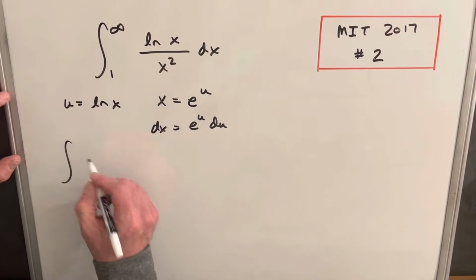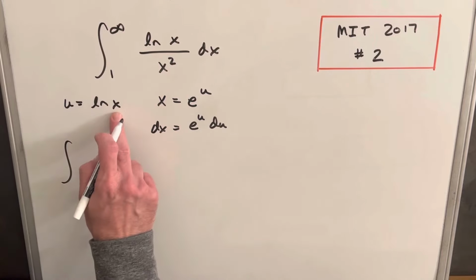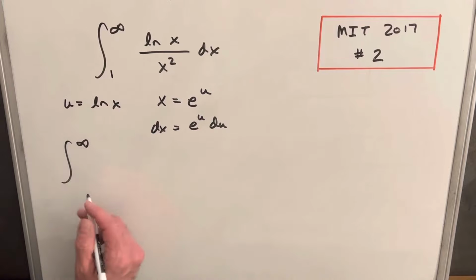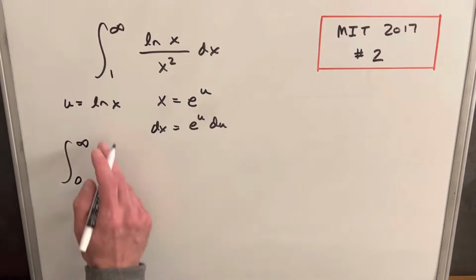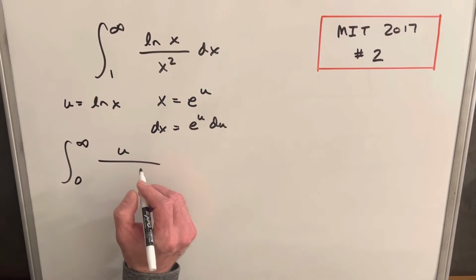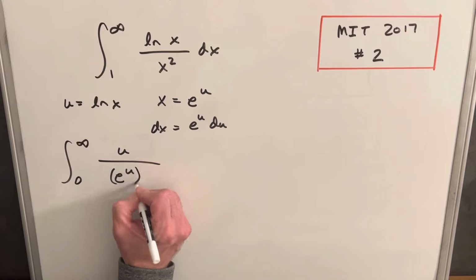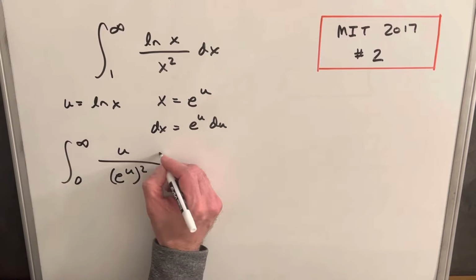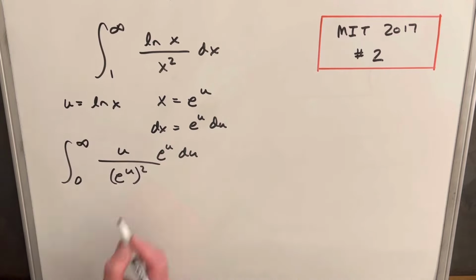Then making that substitution, we want to update our limits of integration. If we plug infinity into ln x, that's still going to be infinity. ln of infinity is infinity. ln of 1, though, is going to be 0. Then our ln x is going to be u. Our x squared is going to be e to the u, squared. I'm just going to leave this squared for now because when we do our dx, that's going to be e to the u du. And so one of these is going to just cancel.